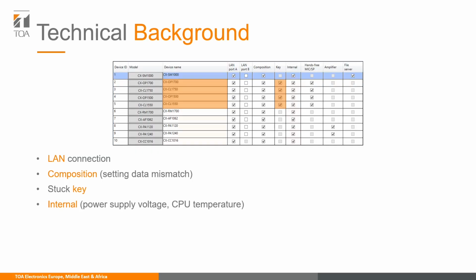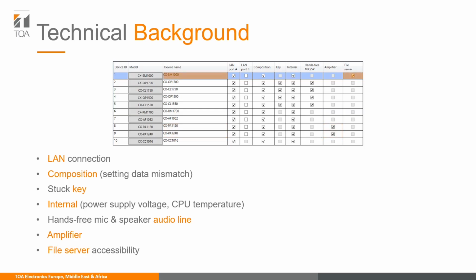Then we have the checkpoint internal. This includes abnormalities of the power supply voltage and the CPU temperature. Again, for the intercom stations, the hands-free microphone and speaker audio line can be checked. A surveillance tone will be played back at the speaker and recorded by the microphone to check if everything in the audio line is working properly. We can also monitor the amplifier of the zone amplifiers. And finally, if we have an integration of a file server to store log data and audio recordings, for example, the server accessibility can be checked.